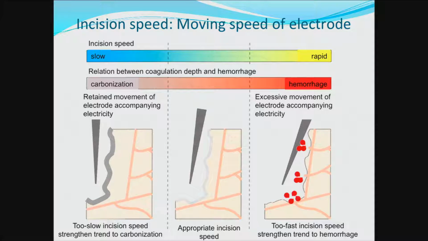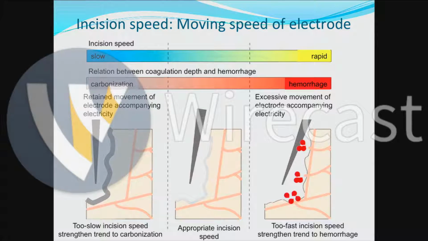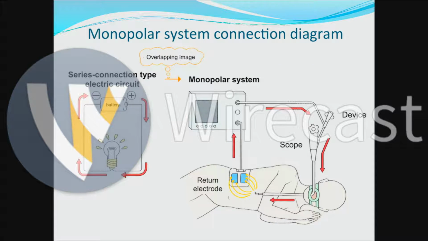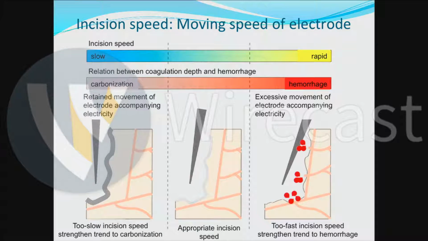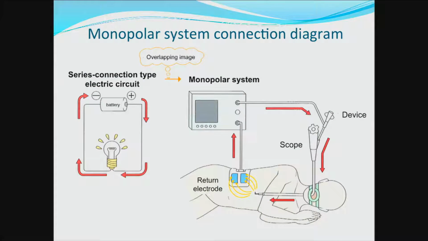Incision speed is a moving velocity of device and the manipulation of scope. Incision speed control closely participates in the selected mode, output wave pattern, effect and traction, contact area, and current density.